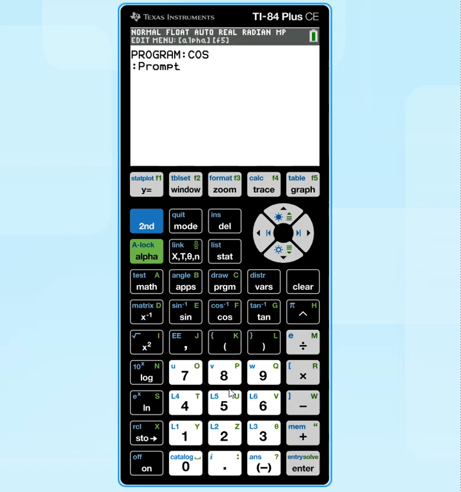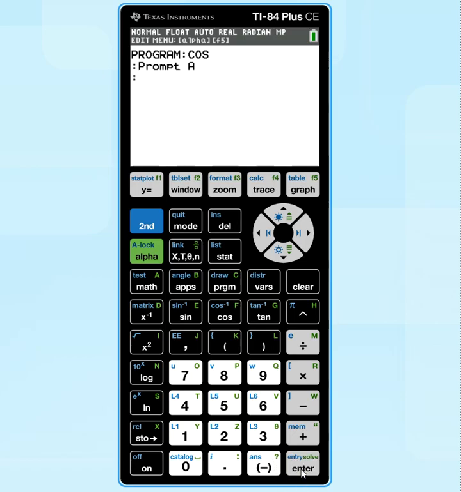Now I'm going to prompt the user for some data, and if you recall in the law of cosine, we needed one of the sides of the triangle, or it could be the magnitude of a vector. I'm going to call the magnitude of the first vector or side A, so I'll prompt alpha A.